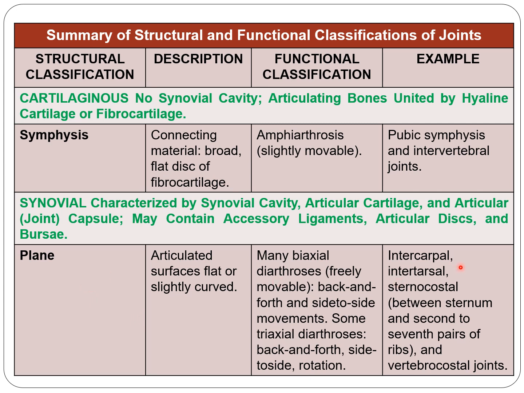Coming to the examples: intercarpal, intertarsal, sternocostal, that is between the sternum and the second to seventh pair of ribs, and the vertebrocostal joints. All these are examples of plane joints.